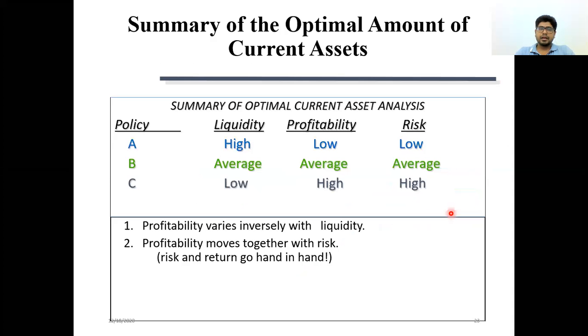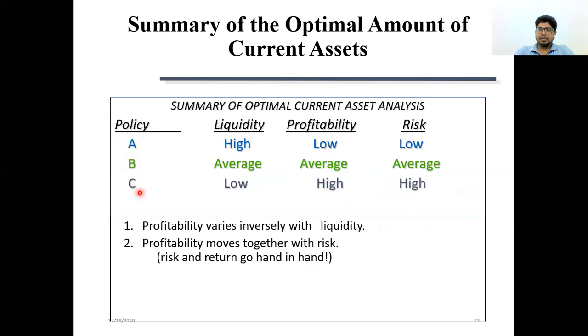Now we will compare these three: profitability, risk, and liquidity at once. Here, policy A is having a maximum amount of current assets, a high level of current assets, liquidity is high, profitability is low, risk is low.